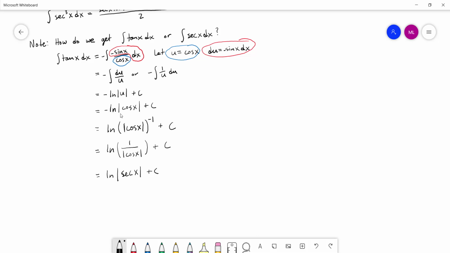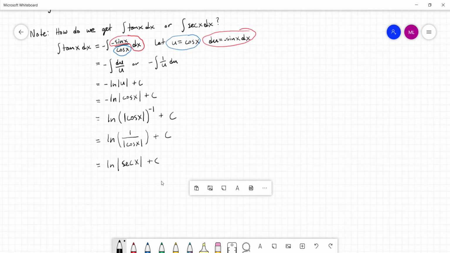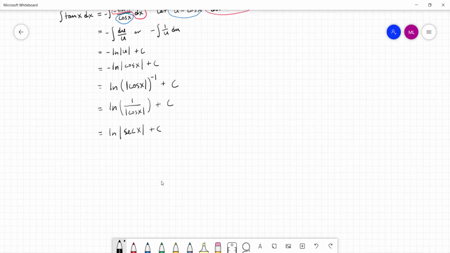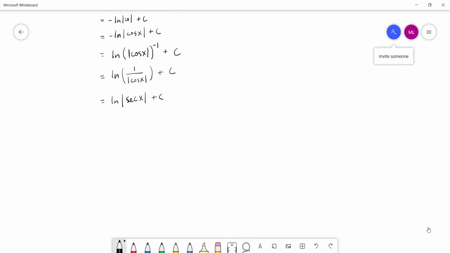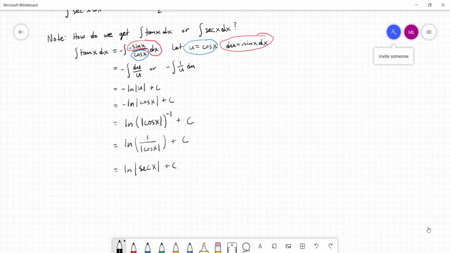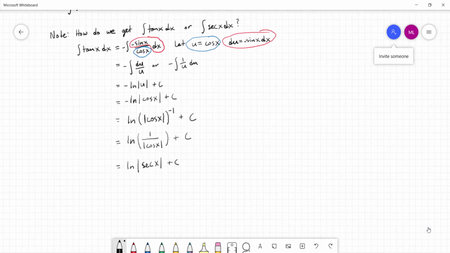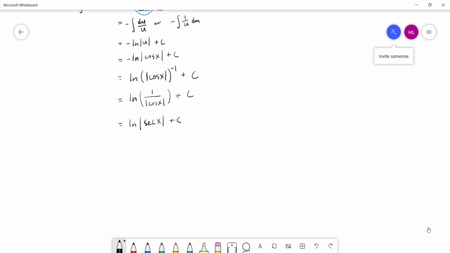You could also use this expression. This expression and this expression are algebraically equivalent. So just keep that in mind. How do we do the integral for the other one? And so for the other one, for the integral of secant of x dx, this one is also a super tricky one.